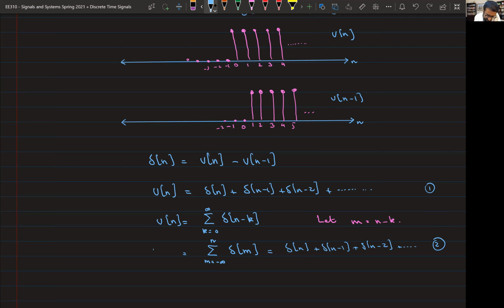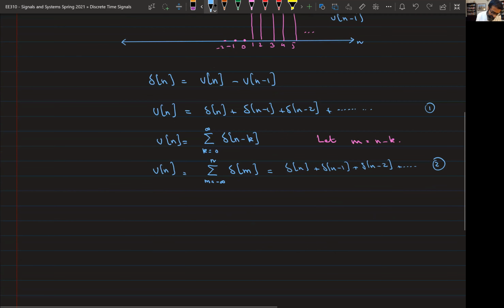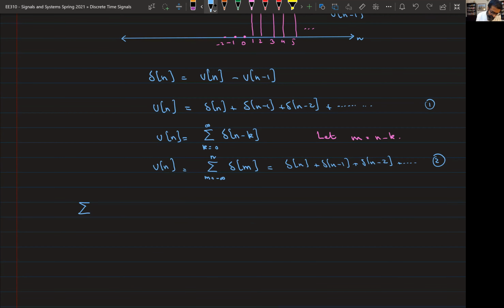So if I look at this equation number 2, u of n, and somebody were to give me exactly this expression and say, forget about where it came from, and just analyze the right-hand side: is that really equal to 1 for n greater than or equal to 0 or not? If I just look at this right-hand expression, the summation from m equals minus infinity to n of delta of m.